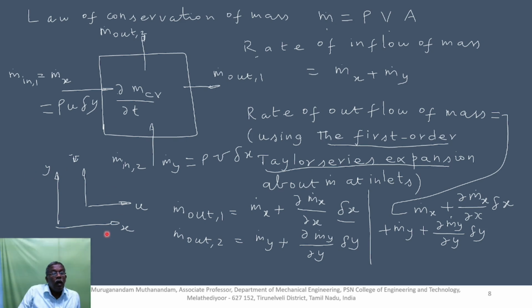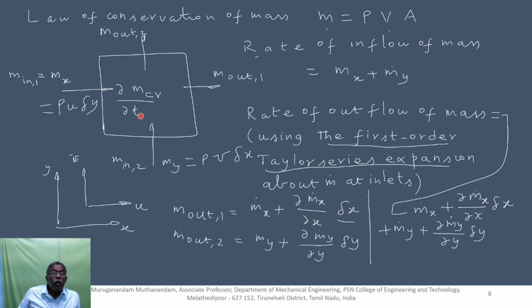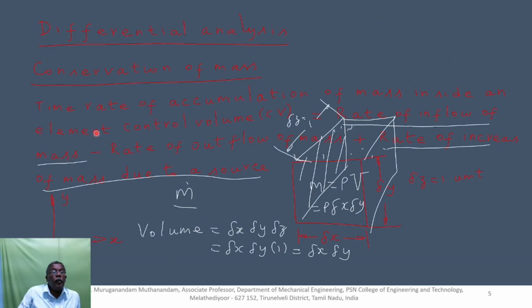Here along the horizontal direction, the component of velocity is u. Along the vertical direction, the component of velocity is v. What is the left hand side? Time rate of accumulation of mass inside the elemental control volume. The mass inside the control volume is taken as m, which is equal to the product of density rho multiplied by volume V.